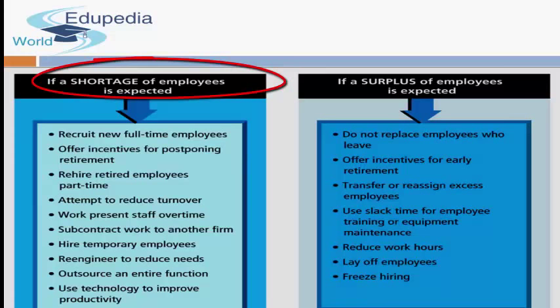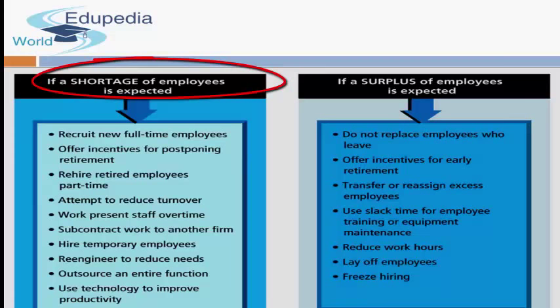Next point is subcontract work to another firm. That is, at times in case you have less number of employees, then you might even outsource the work of the organization. You might give that work to another organization. Hire temporary employees, re-engineer to reduce needs.